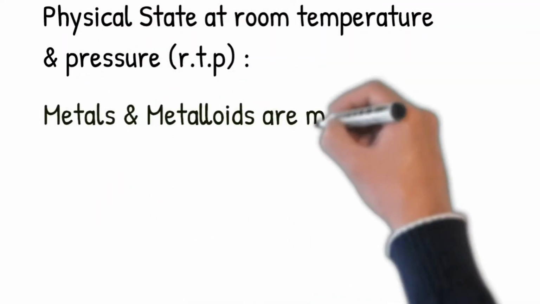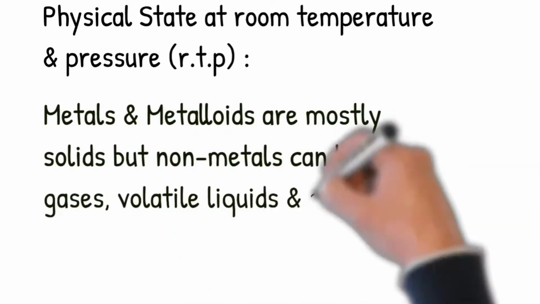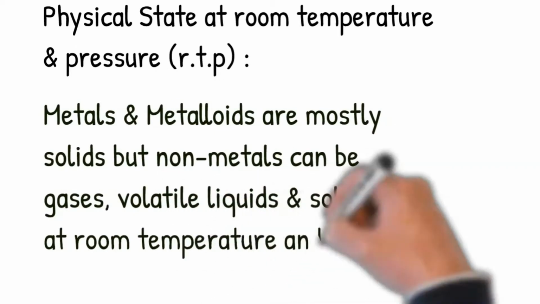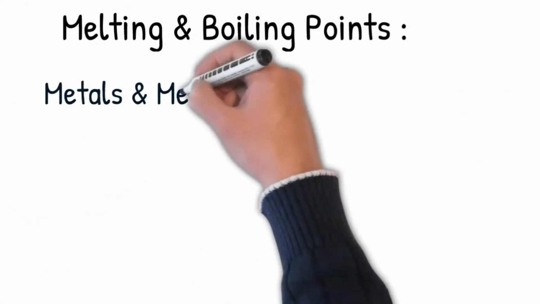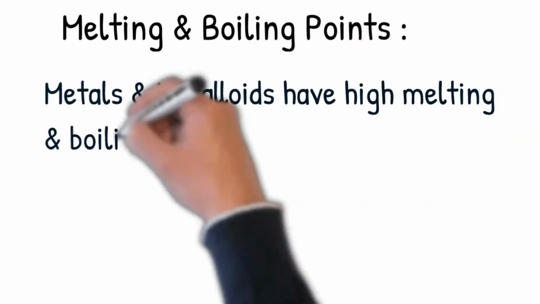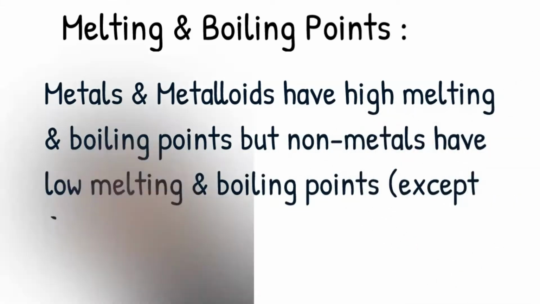Metals and metalloids are mostly solids, but non-metals can be gases, volatile liquids and solids at room temperature and pressure. Melting and boiling points: metals and metalloids have high melting and boiling points, but non-metals have low melting and boiling points, except for carbon and silicon.